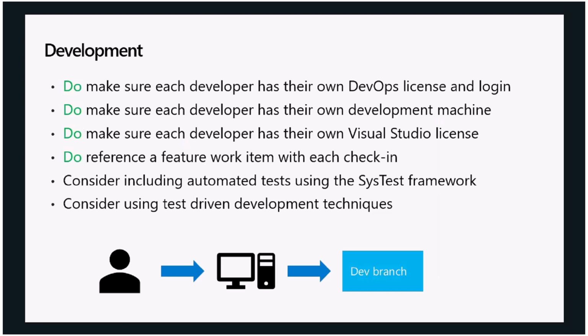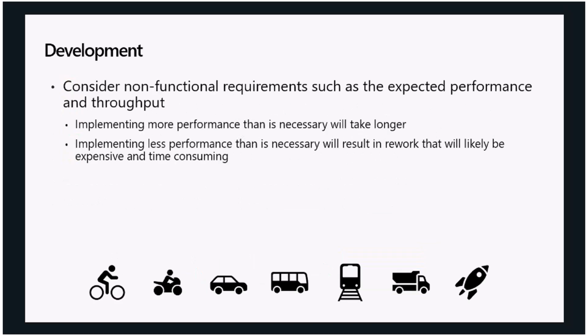Make sure that each developer has their own Visual Studio license as well. Make sure you reference the feature item when you check in, and we talked about that, the business process modeling. And consider including automated tests using the SysTest framework, and consider using test-driven development techniques. Also, when you're doing development, consider non-functional requirements such as the expected performance and throughput.